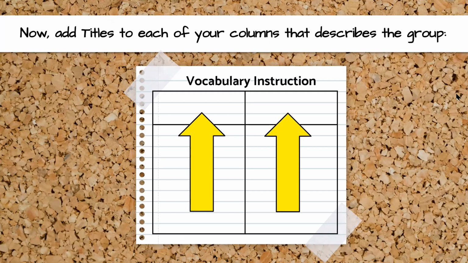Now add titles to each of the columns that describes each group. So this is up to you and your individual learning. Add a title to each of your 2 groups. If you need to pause the video to think about a title, go ahead and pause now.